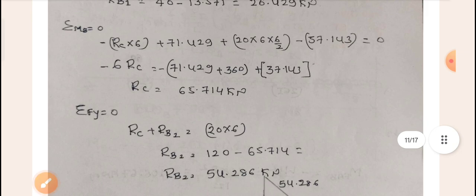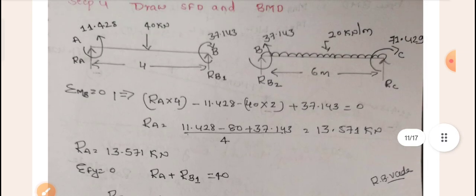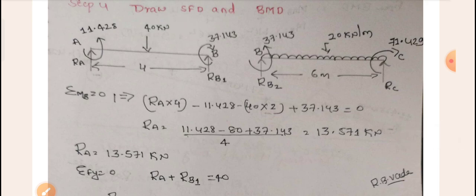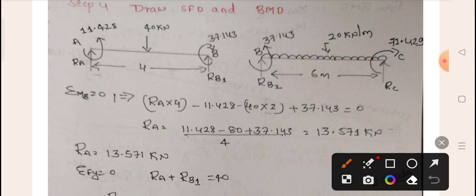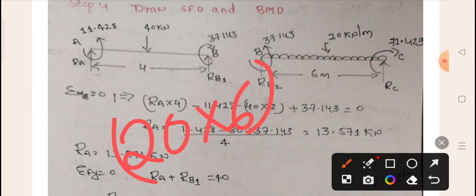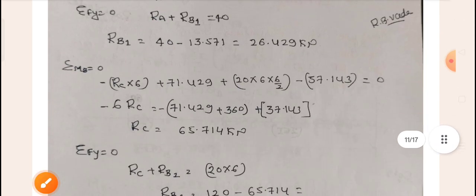Again you apply the condition of equilibrium for the second beam. Sum of vertical forces is equal to 0. So RB2 plus RC is equal to the downward force. The downward force in the previous case was 40. Here it is a UDL, so the UDL load is 20 into 6. If you see, 20 into 6 is done.